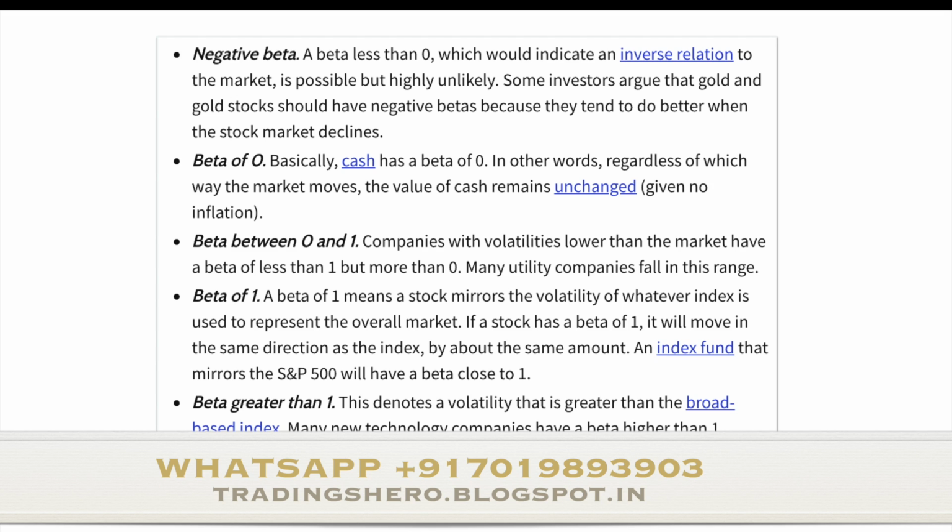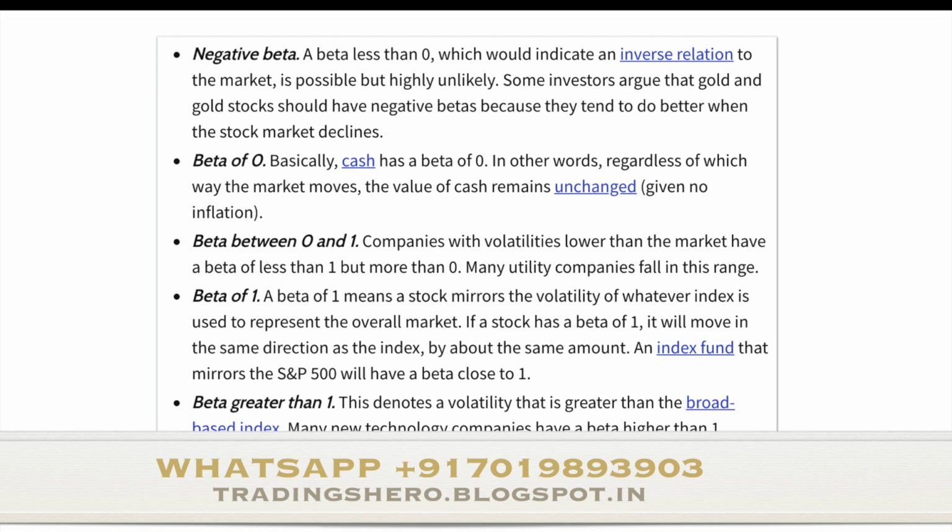But here comes a beta between 0 and 1. Companies whose volatility is lower than the market have a beta of less than 1 but more than 0. That means stocks with a beta value between 0 and 1 will have lesser volatility. Our Nifty beta will always be 1. So stocks with a beta between 0 and 1 will have lower volatility compared to the other stocks.